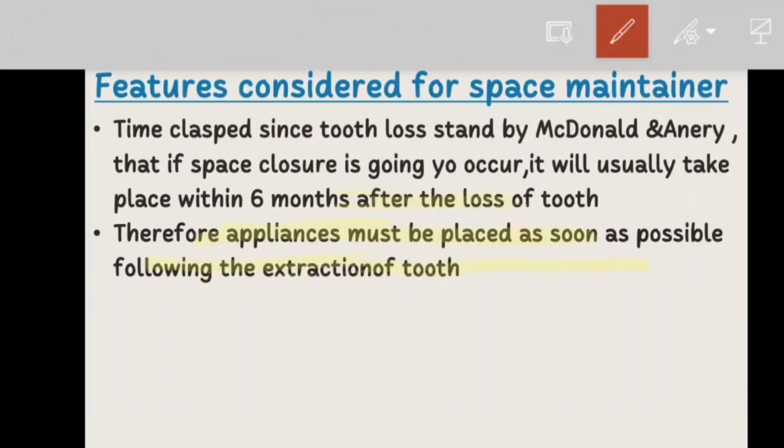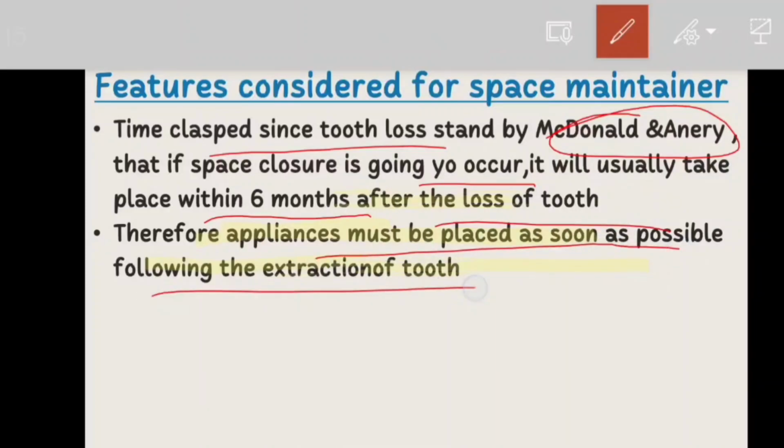Now we see the features considered for a space maintainer. First is the time lapse after the tooth loss, as stated by McDonald and Avery. If space closure is going to occur, it will usually take place within 6 months after the loss of the tooth. According to him, maximum space closure happens in the first 6 months, so the appliance should be placed as early as possible. Which period shows maximum space loss after extraction? That is the first 6 months. Very important viva question. The appliance must be placed as soon as possible following extraction of the tooth.